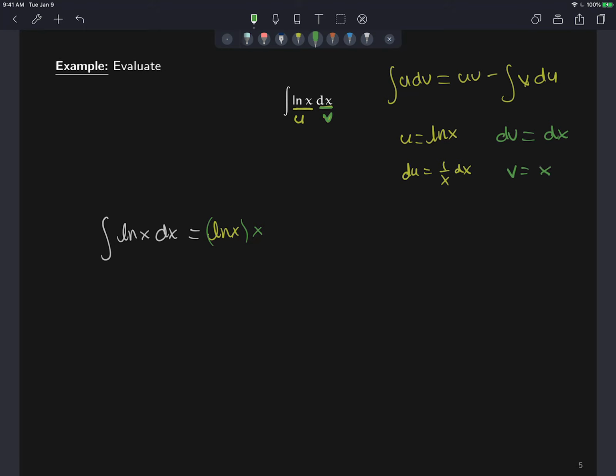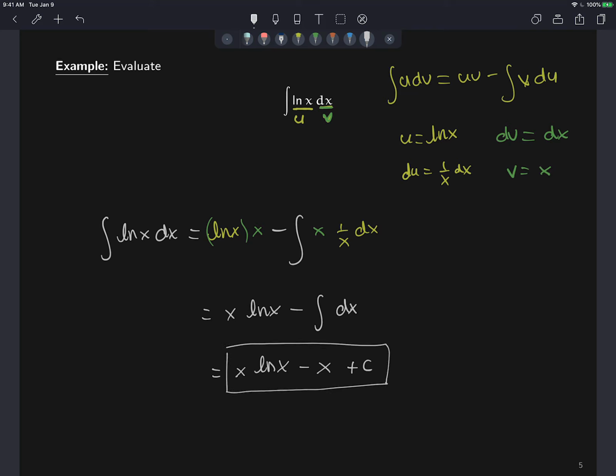And then minus the integral of v du. And when I multiply v du, I'm going to write it down, but I have v, which is an x, and du, which is 1 over x dx. So this becomes, I'm going to go back to white, x natural log of x minus the integral of dx. So this becomes x natural log of x minus x, plus a constant, of course. So this would be my answer. And again, we can check and get some space.